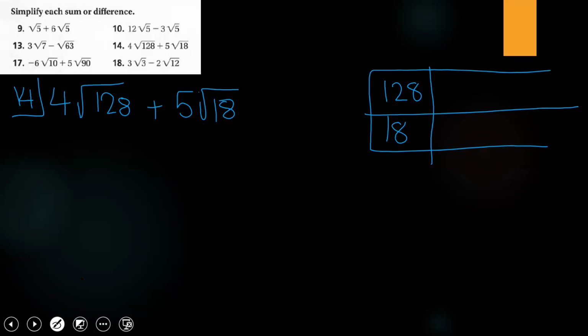I will help you. For 18, we have 9 and 2. We have 6 and 3. And for 128, the factors should be 2 and 64.